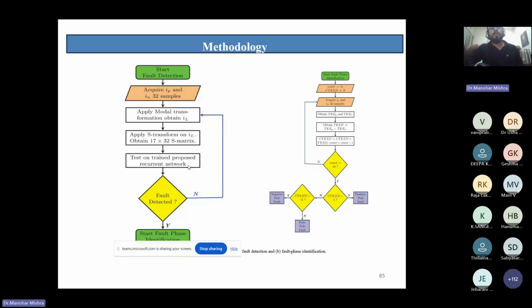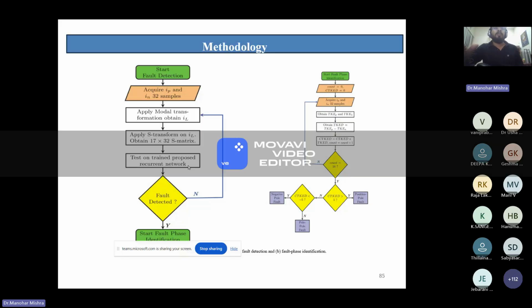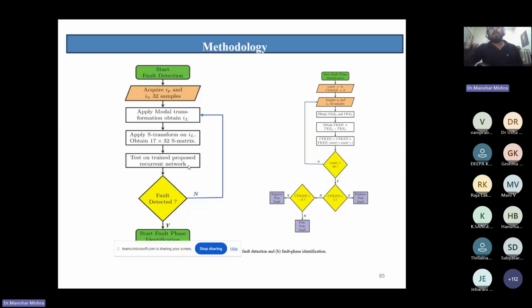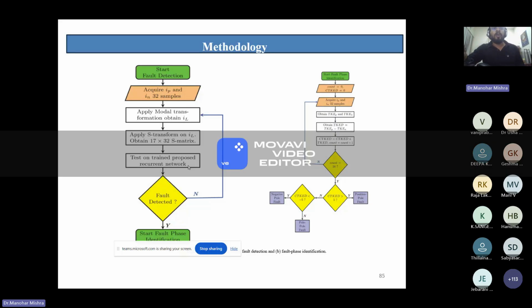And this is for the faulty phase identification. Here we have acquired the positive pole current and negative pole current for only 32 samples, very small, about one half cycle window. Then we apply the modal transformation and calculate the line mode current. Then we applied the S transform to generate the S transform matrix.